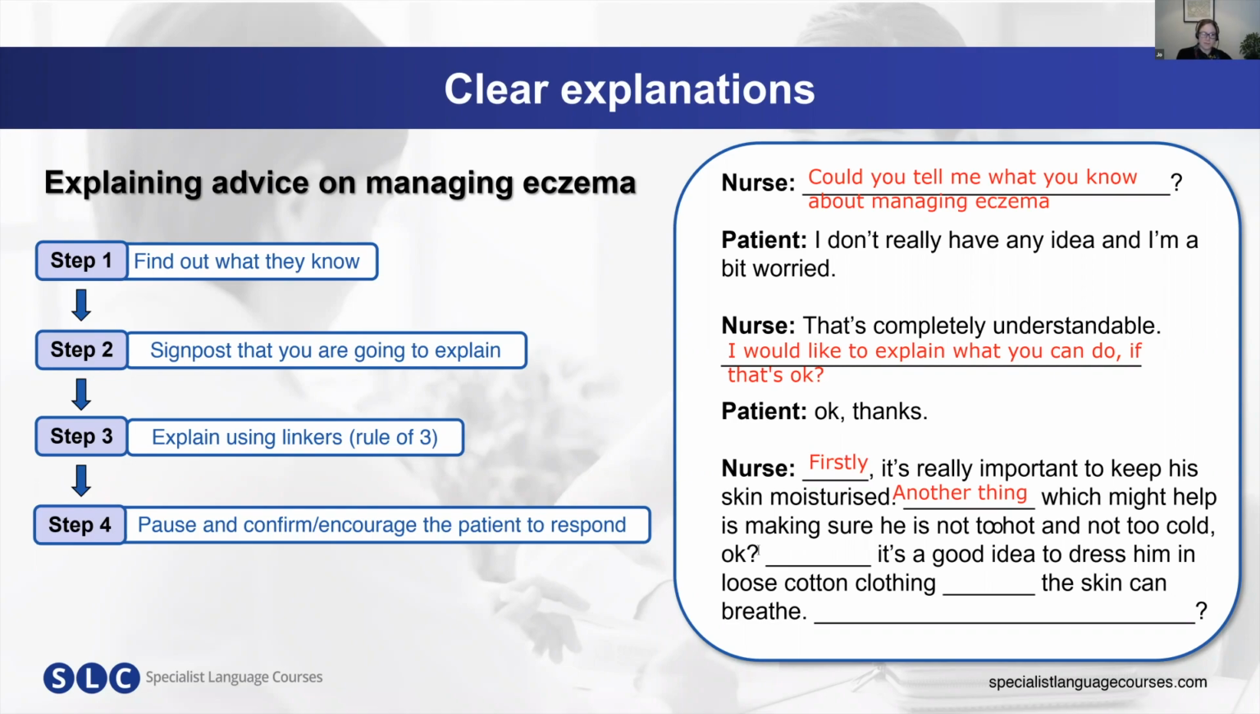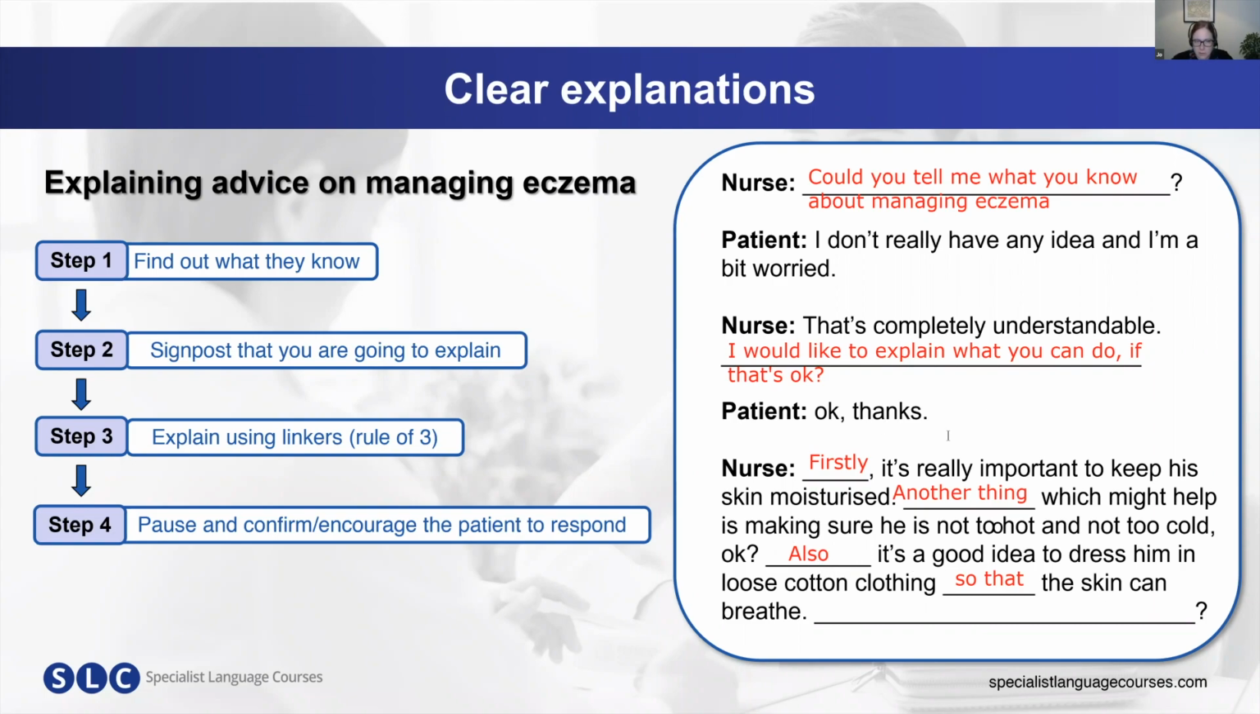Okay, so we need a linking device of addition here. So, also. Can I use also? Absolutely, yeah, also. Also, it's a good idea to dress him in loose cotton clothing. The skin can breathe. So we use also in speaking at the beginning of the sentence, not so appropriate for writing, but yeah, absolutely use it here.